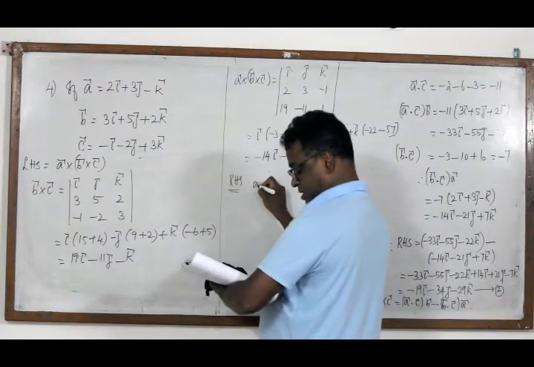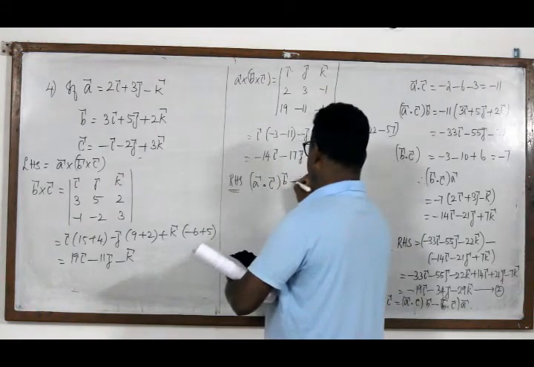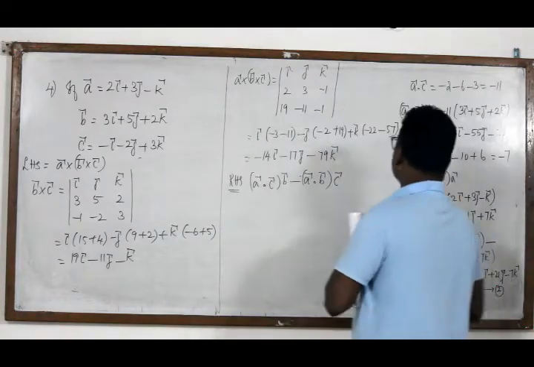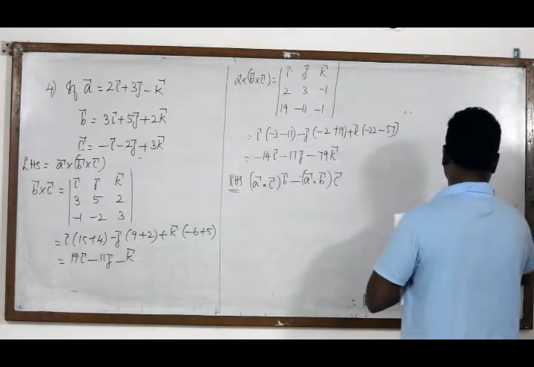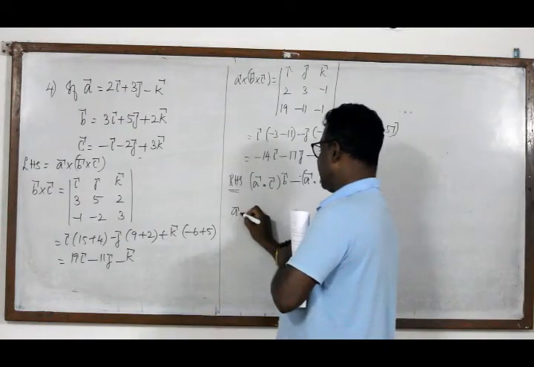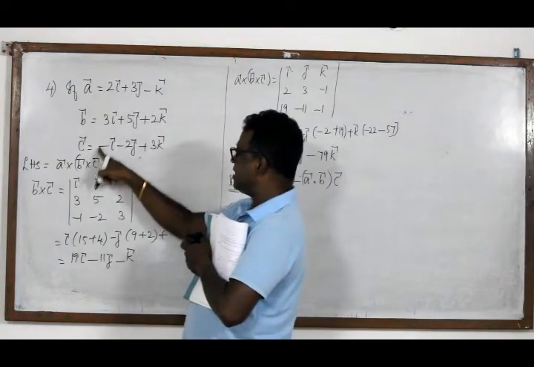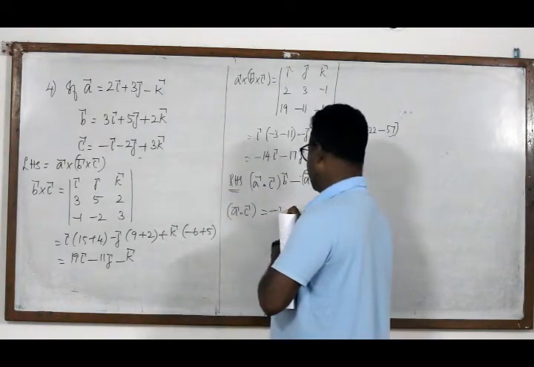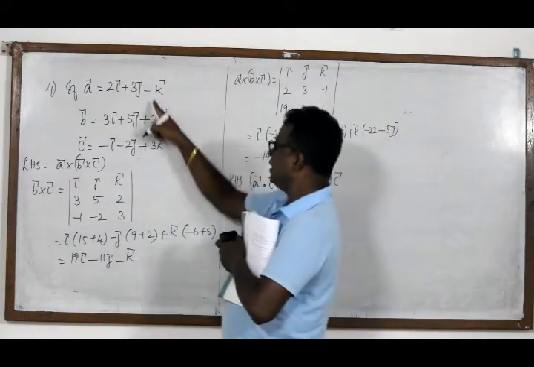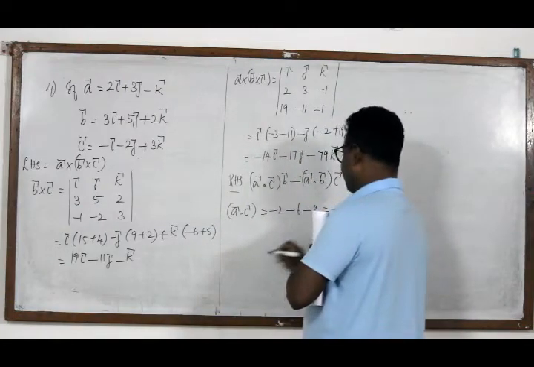RHS is (A dot C) into B minus (A dot B) into C. In that, I need the brackets first, isn't it? So, already we found A dot C, but once again we shall find. A dot C means I must multiply A and C. 2 into minus 1, minus 2. 3 into minus 2, minus 6, minus 1 into plus 3 is minus 3. So it is minus 7.